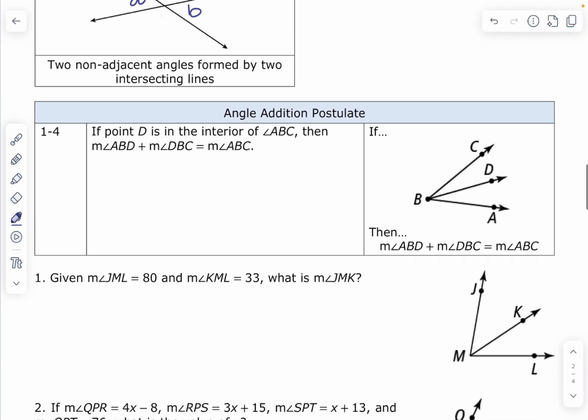But moving on for now, we'll talk about the angle addition postulate, which is pretty similar to our segment addition postulate. It says that if point D is in the interior of angle ABC, then the measure of angle ABD plus the measure of angle DBC is equal to the measure of angle ABC.